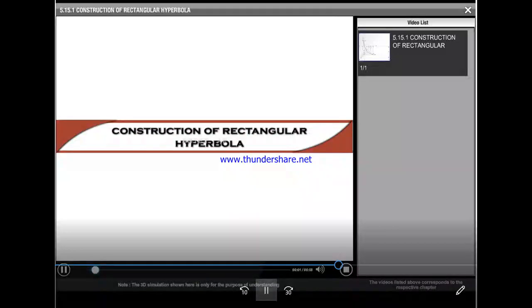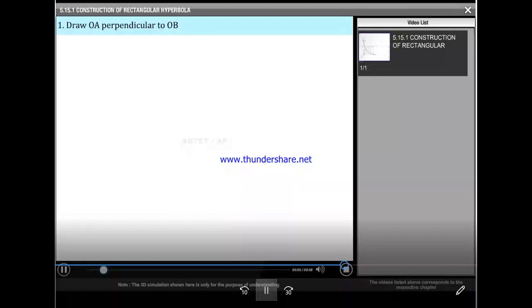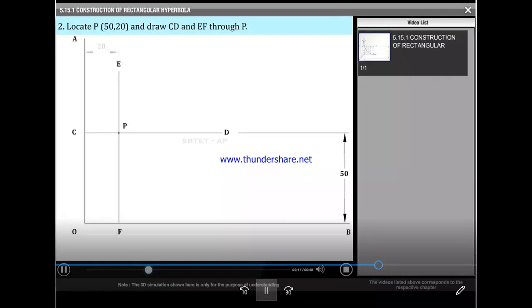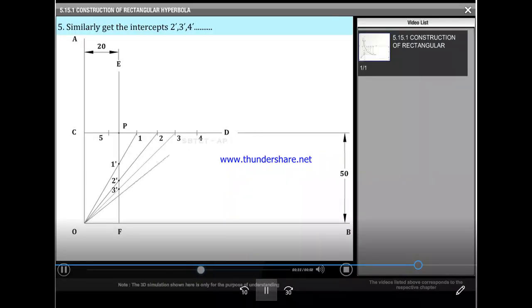Construction of rectangular hyperbola. Draw OA perpendicular to OB. Locate point P with the coordinate points 50, 20 and draw CD and EF through P. Divide CD into any number of divisions. Join O with 1. Similarly, get the intercepts 2 dash, 3 dash, 4 dash, etc.